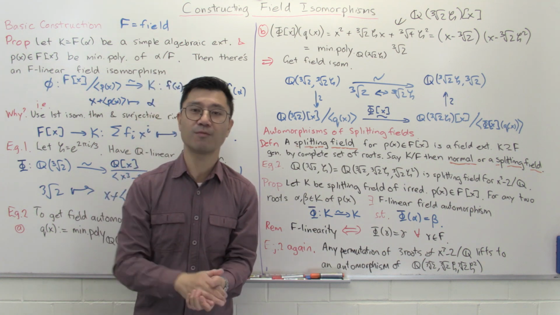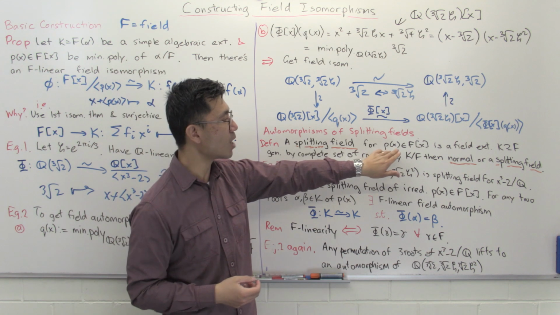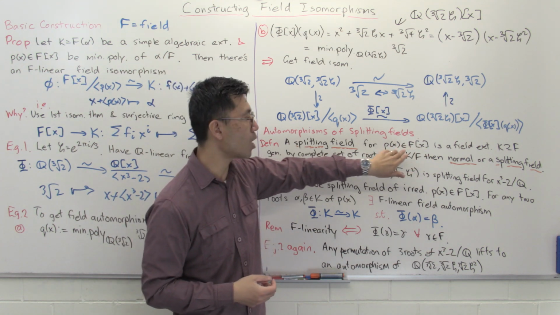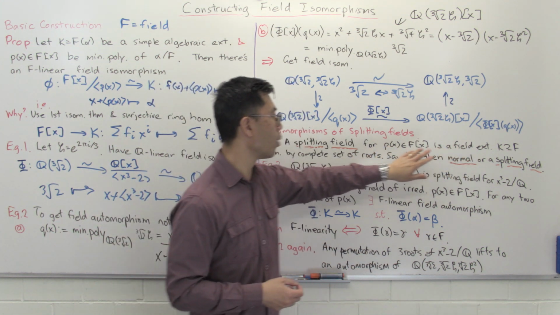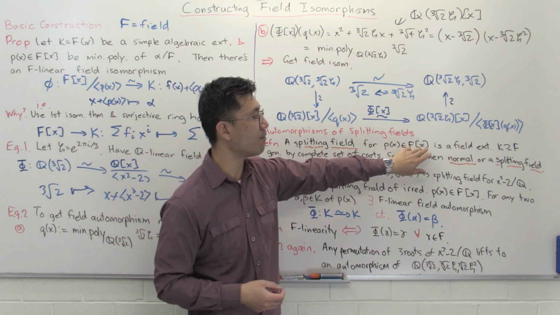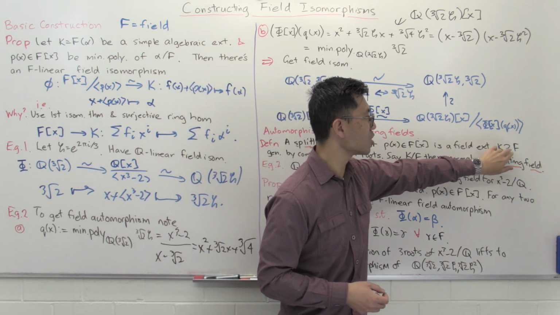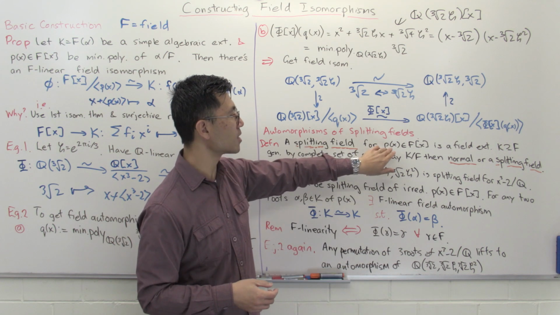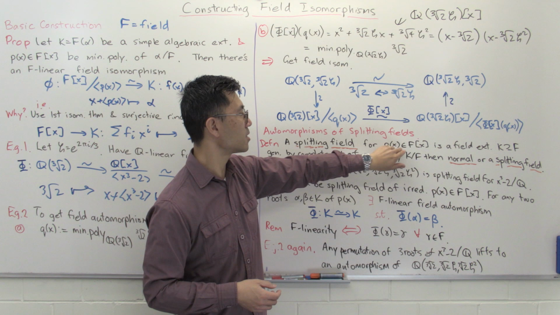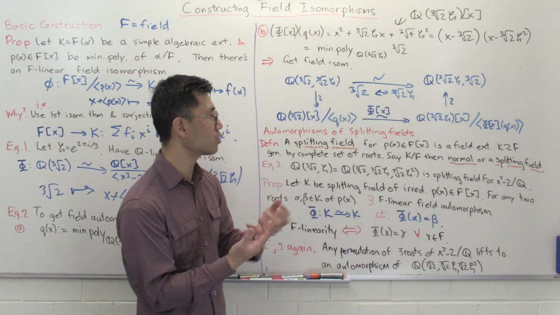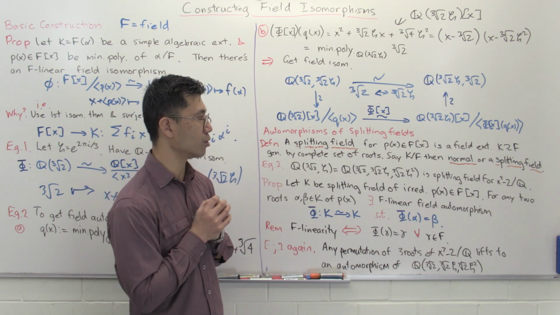So let me define for you this very important concept of a splitting field. Suppose you have some field F and you have a polynomial p(x). What is a splitting field for this p(x) over F? It's going to be some sort of field extension K in which this firstly splits completely. And so this K contains a complete set of roots of p(x), and furthermore it's generated by that complete set of roots.